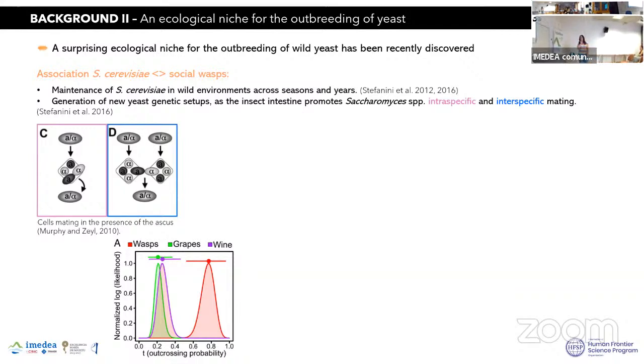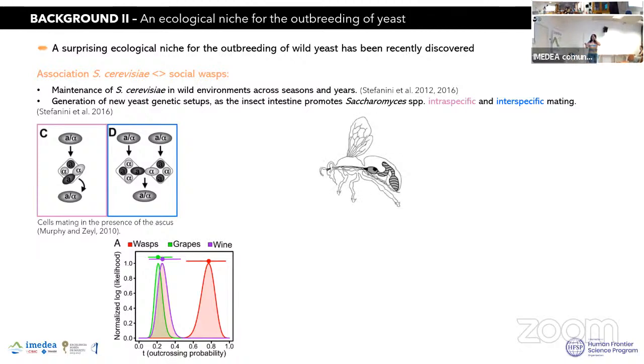studied the probability of outcrossing in front of inbreeding, okay? And they saw, as you can see here, that the outcrossing probability inside the wasp was much higher compared with the outcrossing probability in grapes or wine, which are environments where normally the yeasts are abundant, no?